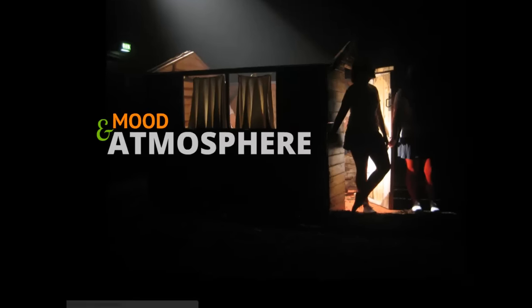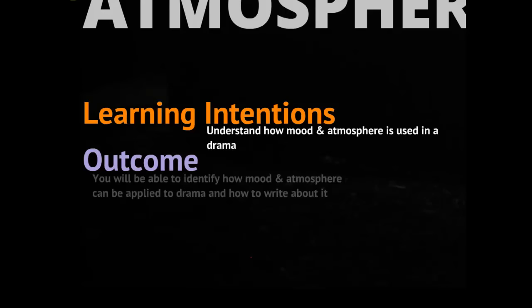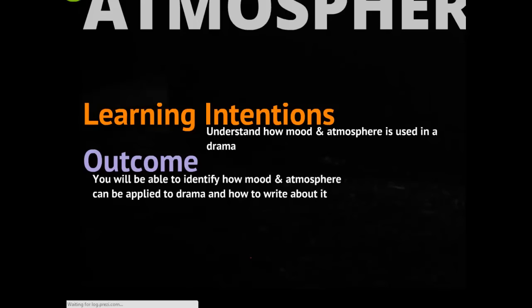In this unit, we're going to be looking at mood and atmosphere. Your learning intentions and outcome for this unit are to understand how mood and atmosphere is used in a drama, and you will be able to identify how mood and atmosphere can be applied in drama and how to write about it.